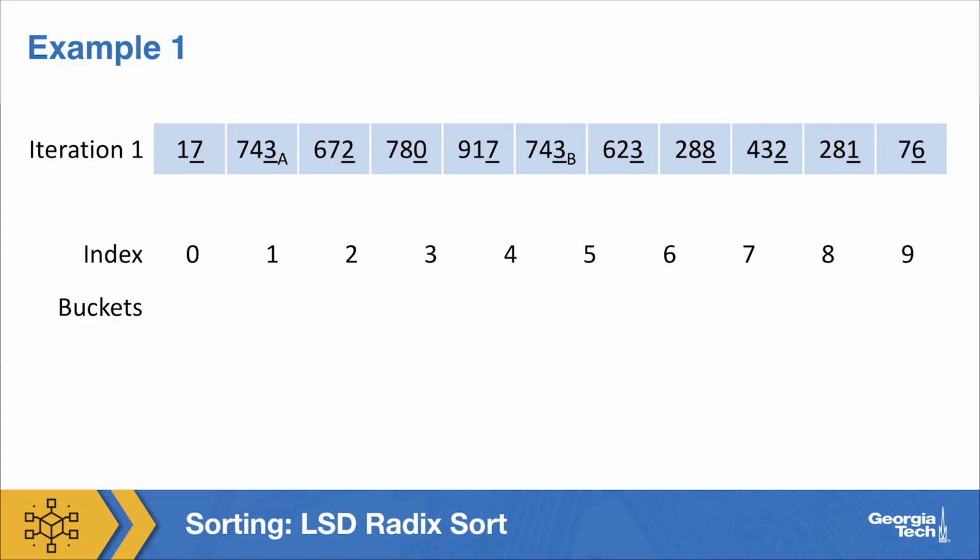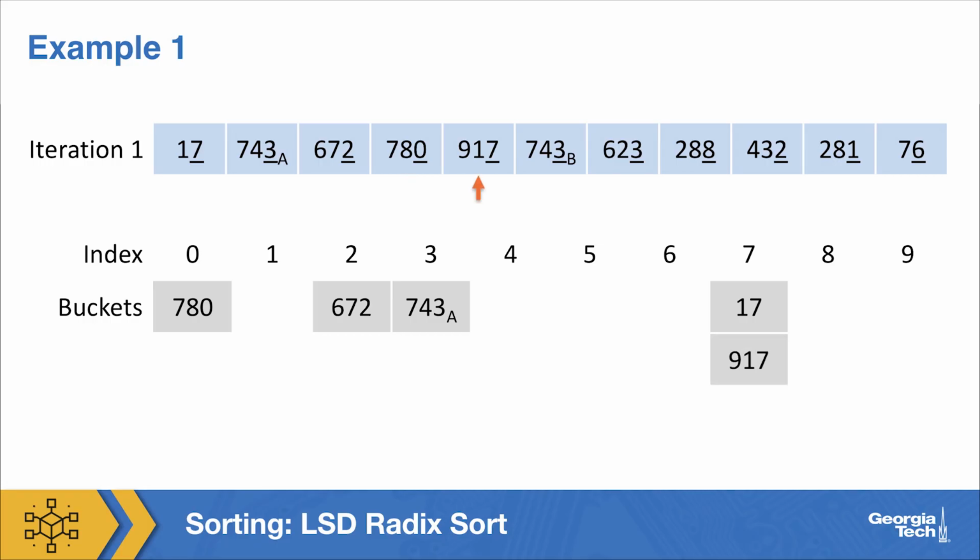On the first iteration of the loop through k digits, the data is sorted by the ones digit first. Notice how the digit is underlined in each value of the array. Entering the inner loop, we begin with the first element in the array and place 17 in the 7 bucket. 743 is placed in the 3 bucket, 672 in the 2 bucket, 780 in the 0 bucket, 917 in the 7 bucket, and recall that the buckets are acting like queues.